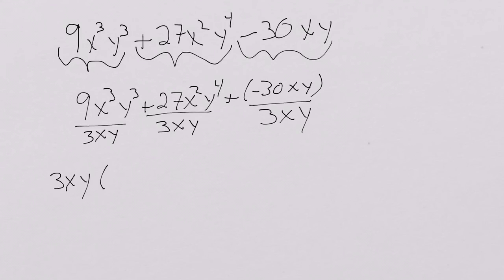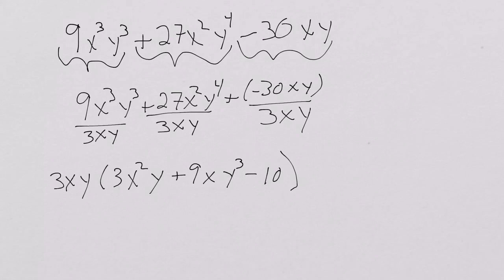Now let's do the math. 9 divided by 3 gives me 3. x cubed divided by x is going to give me an x squared. y cubed divided by y is going to give me a y, plus 27 divided by 3 is 9. x squared divided by x is x. y to the fourth divided by y is y cubed. Now, don't write the plus a negative number. Just go ahead and write minus, even though you should see it as a plus a negative number. Negative 30 divided by 3 is just a negative 10. x divided by x is just 1, so we don't need to write it. And y divided by y is just 1. We don't need to write it.